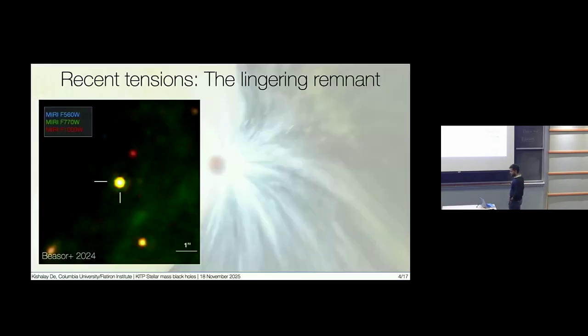Turns out that there has been a lot of recent discussion and tension about what this actually is, especially after JWST came online. This is actually a JWST image of the remnant from about a couple of years ago. What you see here is that there's still a very luminous infrared source at that position. So even though the source has disappeared in the optical, there is still a lingering infrared source there, which begs the question, what is this thing?